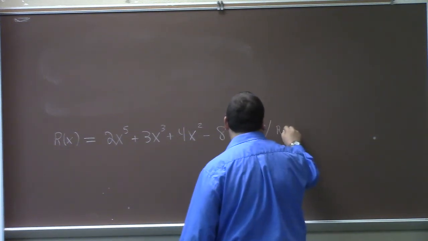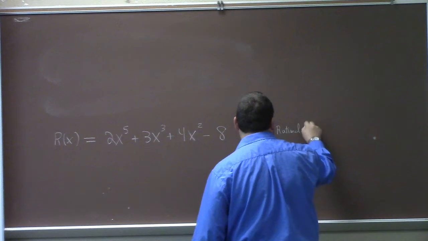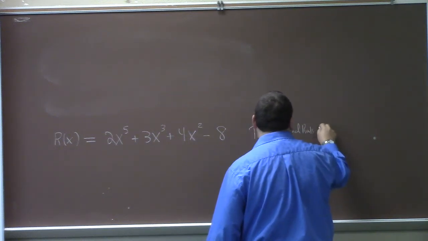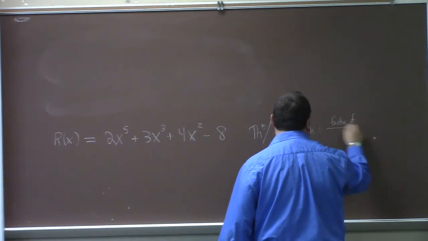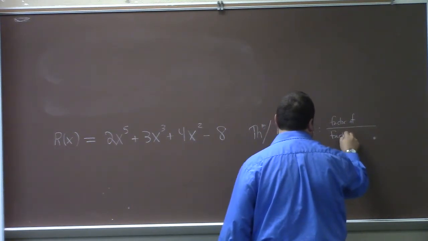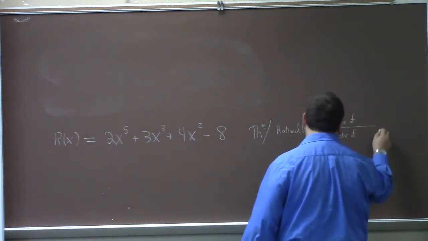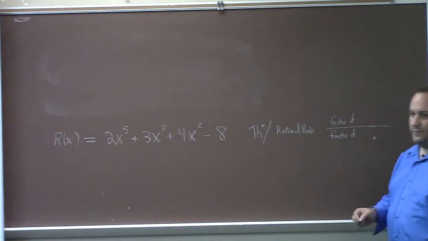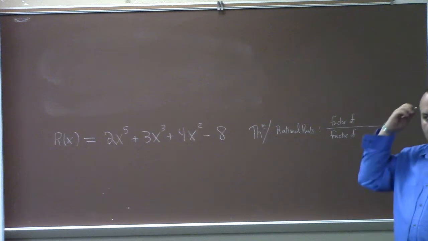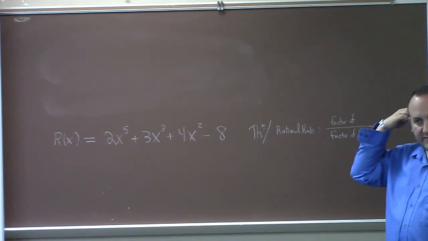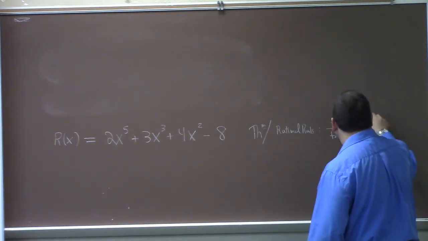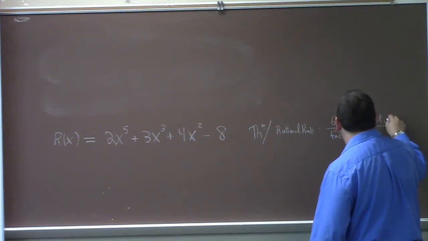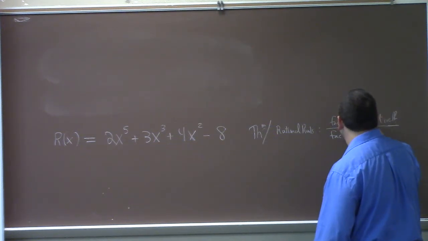It says rational roots are something like factor of over factor of, and how did it go? Which one was on top, which one was on the bottom? Factors of the leading coefficient, factors of the constant coefficient. Which one was on top? The constant. Factors of the constant coefficient over factors of the leading coefficient.